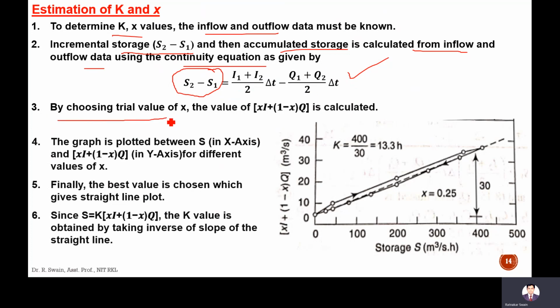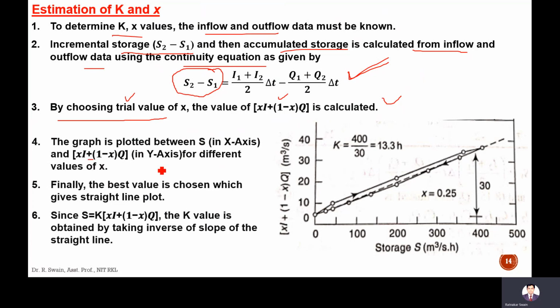By choosing a trial value of X between 0 and 0.5, any one value, we calculate the value of xI plus (1 minus x) into Q, from the Muskingum equation. Because we have inflow and outflow data, we choose one trial X value. Then the graph is plotted between S and this xI plus (1 minus x) Q.